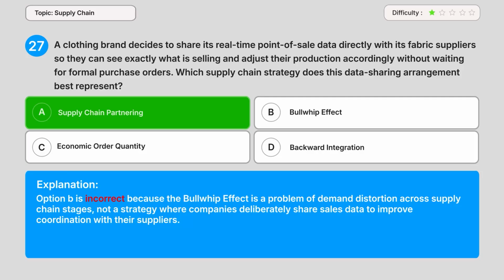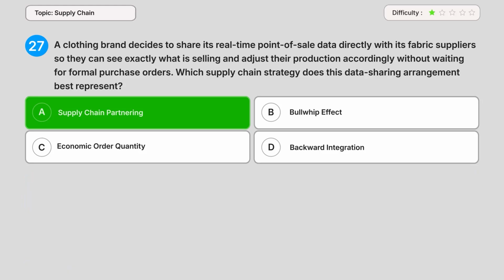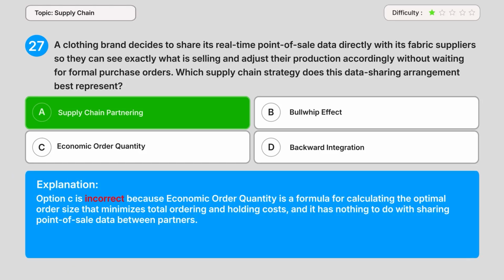Option B is incorrect because the bullwhip effect is a problem of demand distortion across supply chain stages, not a strategy where companies deliberately share sales data to improve coordination with their suppliers. Option C is incorrect because economic order quantity is a formula for calculating the optimal order size that minimizes total ordering and holding costs, and it has nothing to do with sharing point-of-sale data between partners.